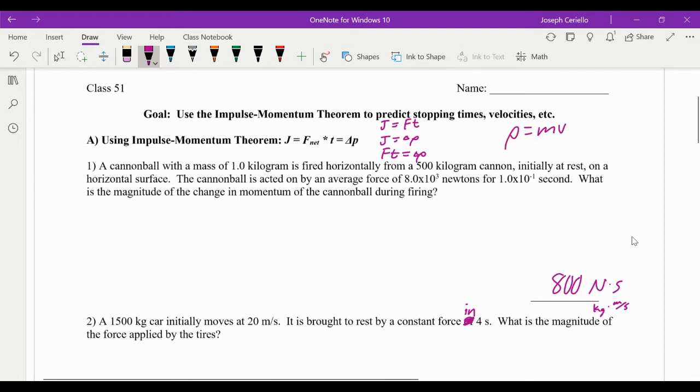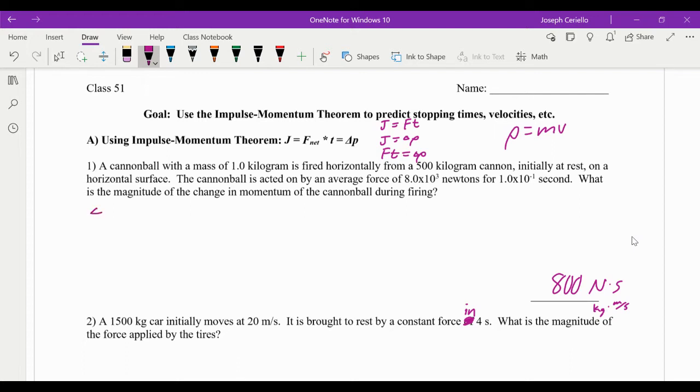All right, so let's get going. All the answers are here. We're just going to go through the work. So a cannonball with a mass of 1 kilogram is fired horizontally at 500 meters per second from a 500 kilogram cannon, which is initially at rest on a horizontal surface. The cannonball is acted on by an average force of 8,000 newtons for 0.1 seconds. What is the magnitude of the change in momentum of the cannonball during firing?